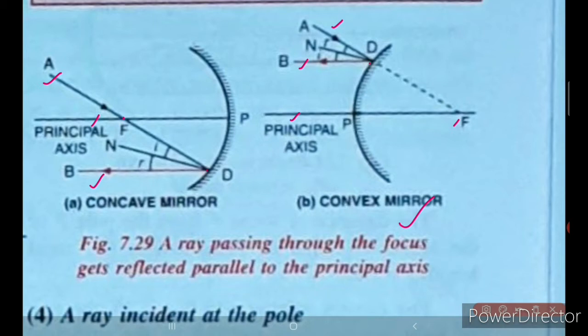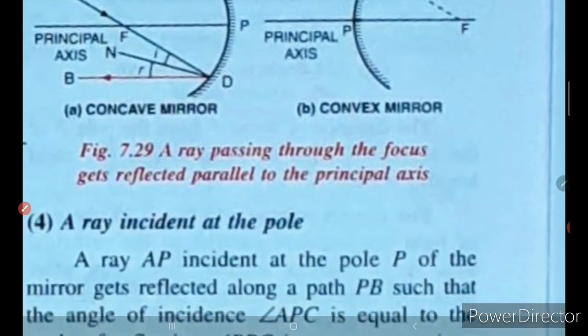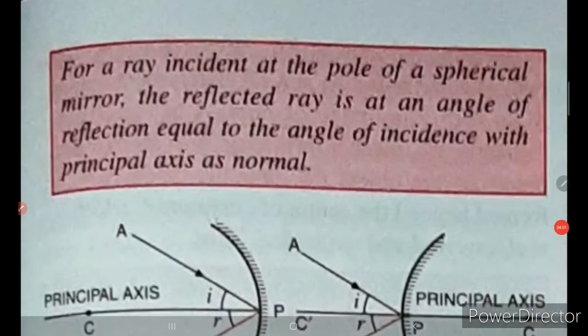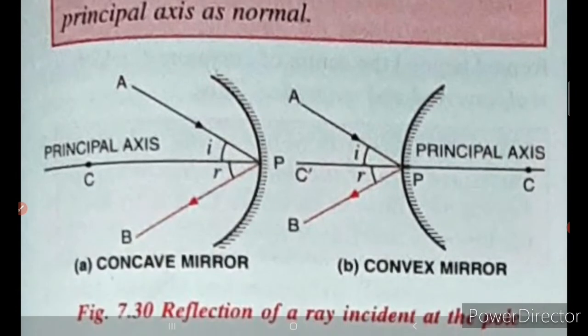There is the fourth one also, which is seldom used, a ray incident at the pole. For a ray incident at the pole of a spherical mirror, the reflected ray is at an angle of reflection equal to the angle of incidence with the principal axis as the normal. So here is the diagram. This is simply the law of reflection.